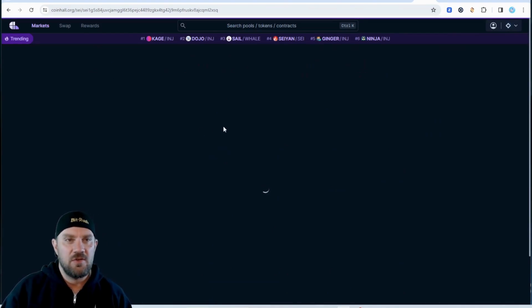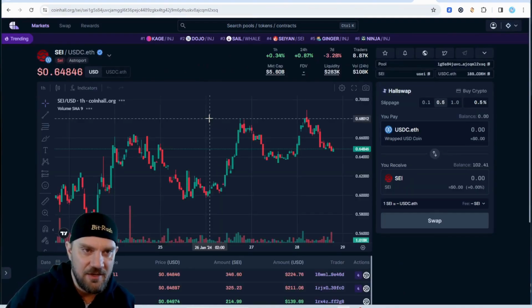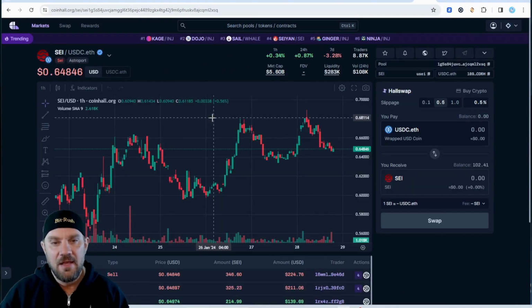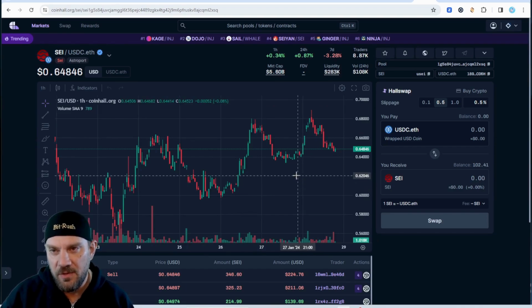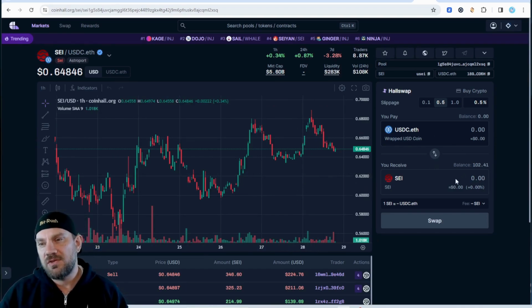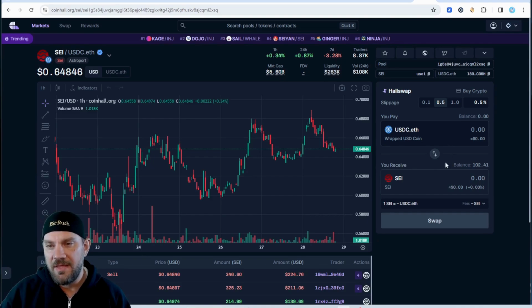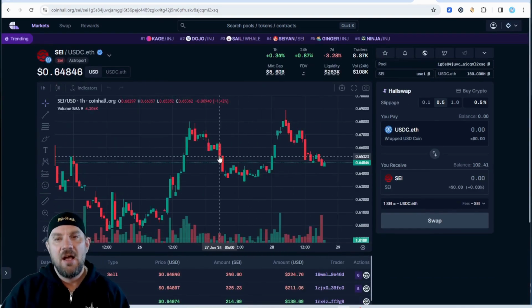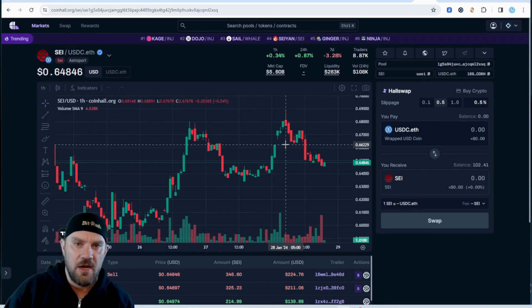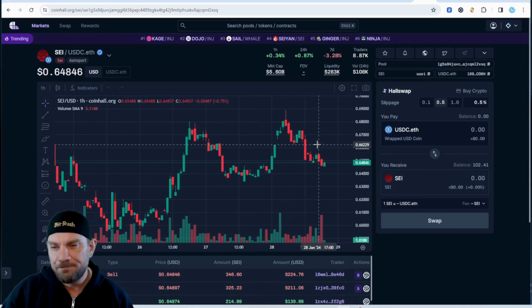If we click into one right here, like SEI and USDC.eth, you see you have a nice chart, and you can change the time frame and do all the different charting software type stuff. You can also trade, you can swap right here within the app, which is a nice feature. You can see the orders in the past. So this is personally what I use to trade on SEI network.